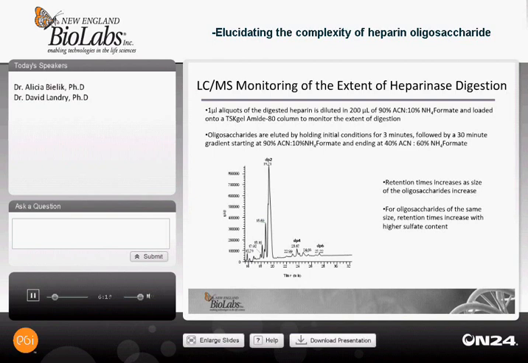The retention time increases as the size of the oligosaccharides increases when using HILIC chromatography. And for oligosaccharides of the same size, retention times increase with higher sulfate content. So this is a good way to footprint your protocol in addition to real-time UV at 232.